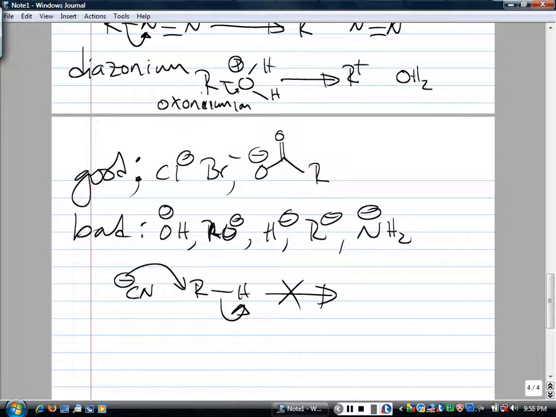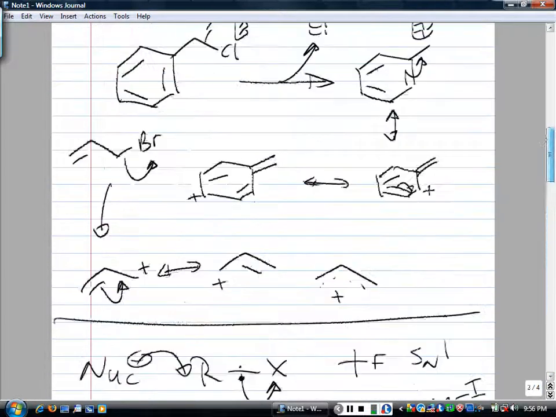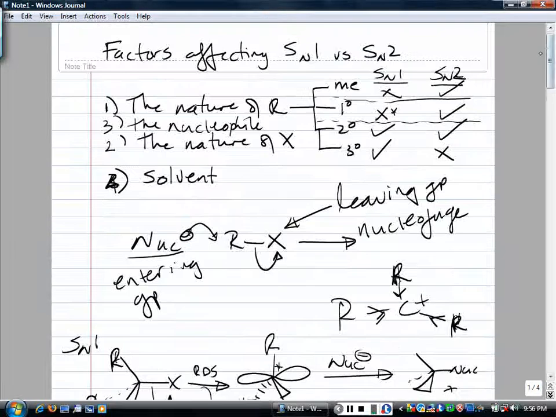Okay? All right. So if I have a great leaving group, going all the way back up, I will tend to have SN1. If I have a good leaving group, I'll tend to have SN2. Bad leaving groups, no SN. So if R is methyl or primary, I get SN2. If R is secondary, I get SN1 or SN2. If R is tertiary, I get SN1. If my leaving group is great, I will tend to get SN1. If it's good, it would promote SN2.